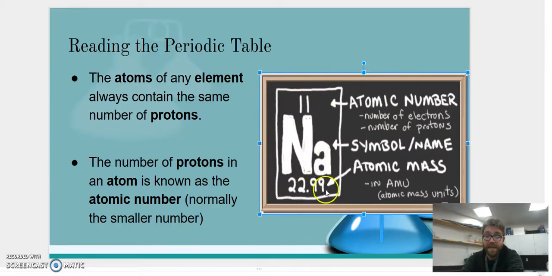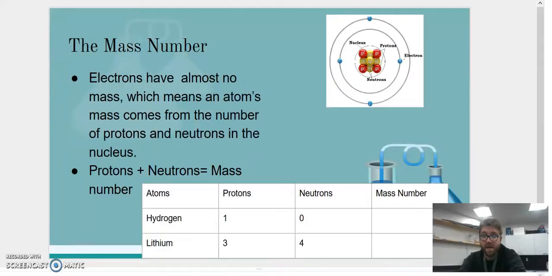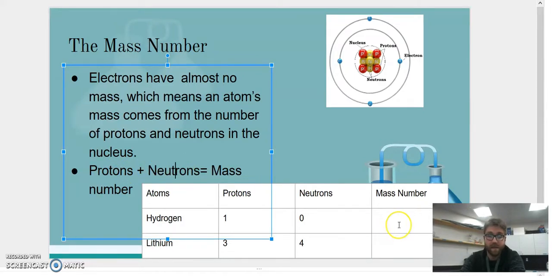Our number down here is the atomic mass. The atomic mass is how heavy your atom is. How heavy? How much does it weigh? That's what this number on the bottom tells you. Now, in order to find that, you need to add together protons and neutrons. That's how we find the atomic mass, or the mass number. We add together protons plus the neutrons, and that gives us the mass number.